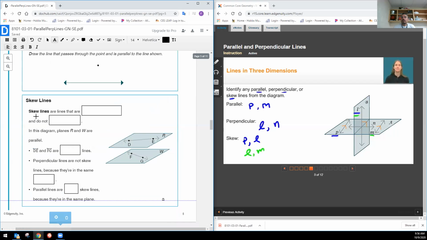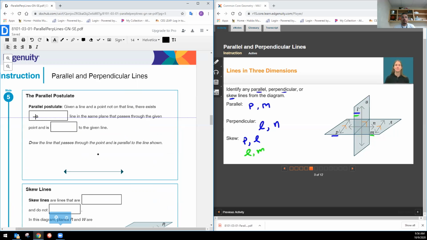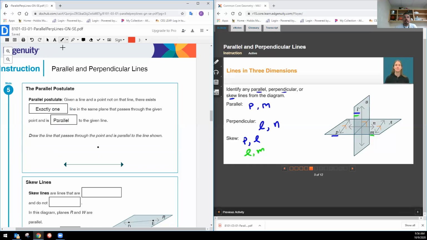Okay, so while I was listening, I wasn't sure how far he was going to go, but the parallel postulate: given a line and a point not on that line, there exists exactly one line in the same plane that passes through the given point and is parallel to the given line. So if we're going to draw this just like he did, what he did was he just drew straight through like that. It's not the greatest, but again, you just refer back to what he said about it. If it goes down too much at some point, even if it's way down the line over here, it has to be parallel to that.